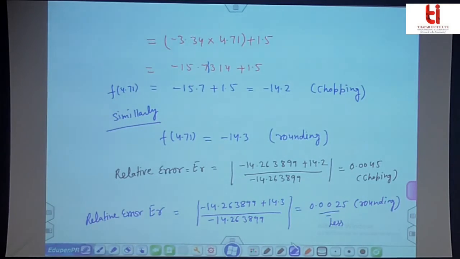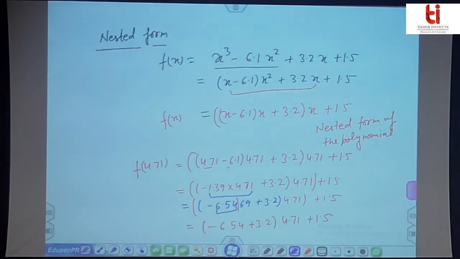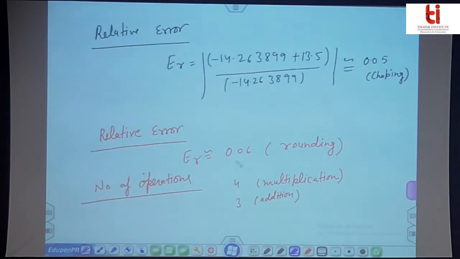whenever we are using nested form. If we are not using nested form, then the error is what? In the rounding case it is 0.06, that is more error, more than the nested form, and due to chopping it's 0.05. So here we have the number of operations 7.